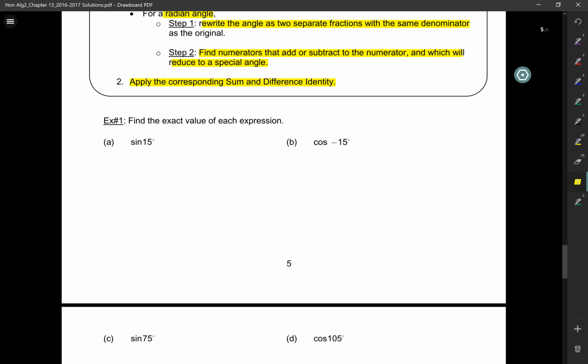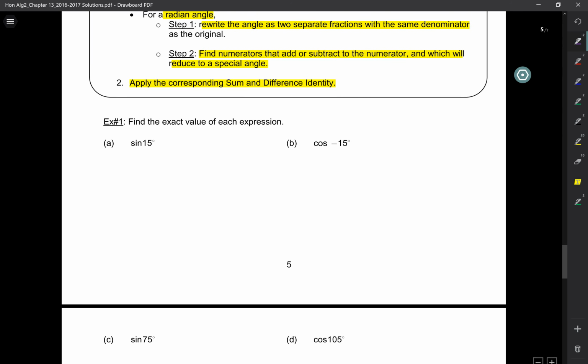Okay, so let's take a look at this first one. I have sine of 15. I want to write it in terms of two angles that are on the unit circle. So it'll be sine of 45 minus 30.